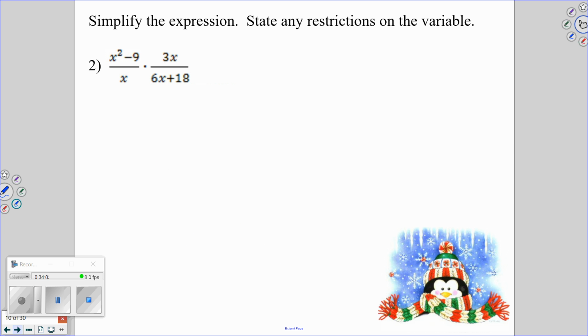All right, number 2. I can factor. How do you factor the top?